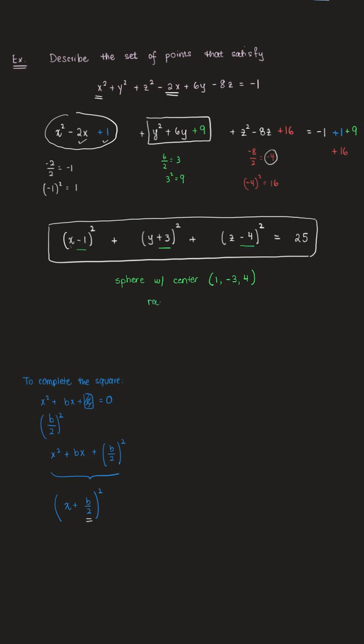And the radius, well, in the equation of the sphere, this would be r squared. So we know that the radius will be equal to 5, since r squared is 25. So describing the set of points, this is a sphere with center 1, -3, 4, and radius 5. And we needed to complete the square to be able to figure that out.